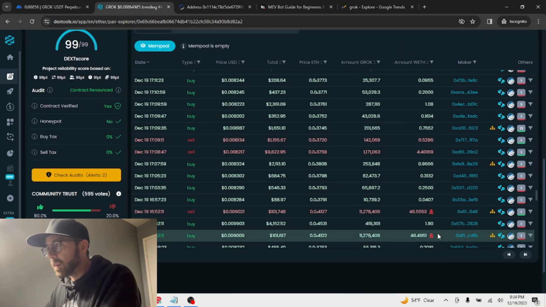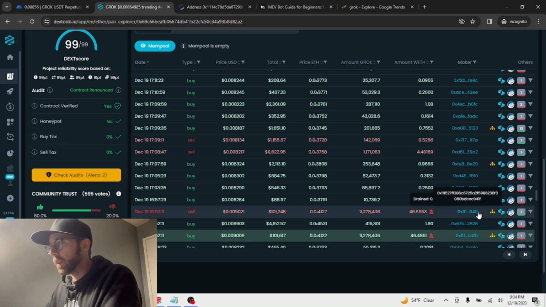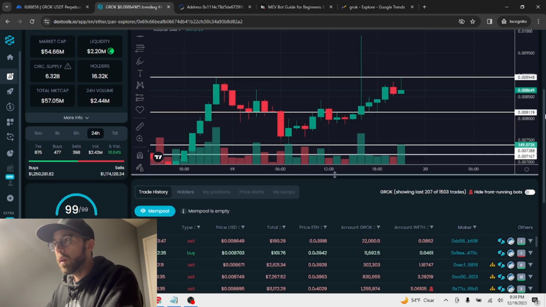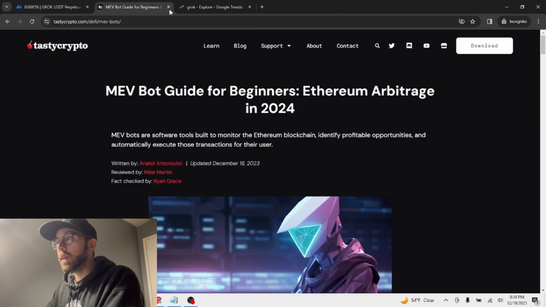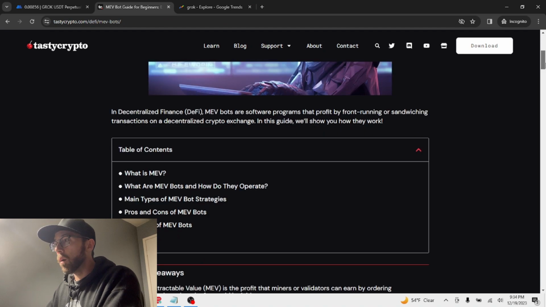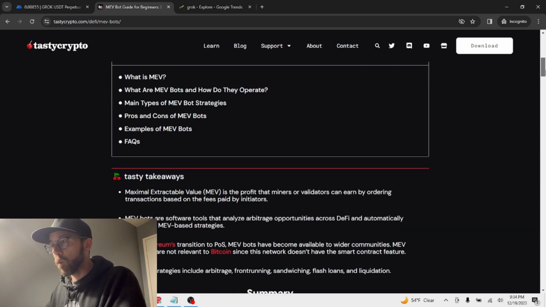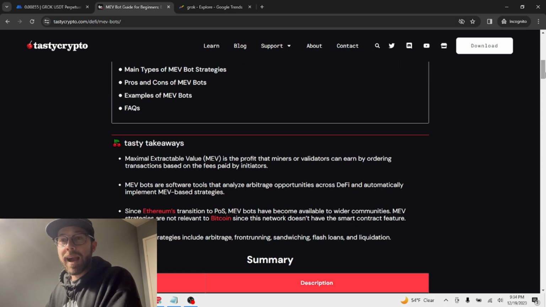When you see super huge buys, if it has this red logo or this yellow logo, it's not like a real human super bullish on the cryptocurrency. And just to go a little bit further, MEVBots are software tools built to monitor the Ethereum blockchain, identify profitable opportunities, and automatically execute those transactions for their users. So it's a maximal extractable value.